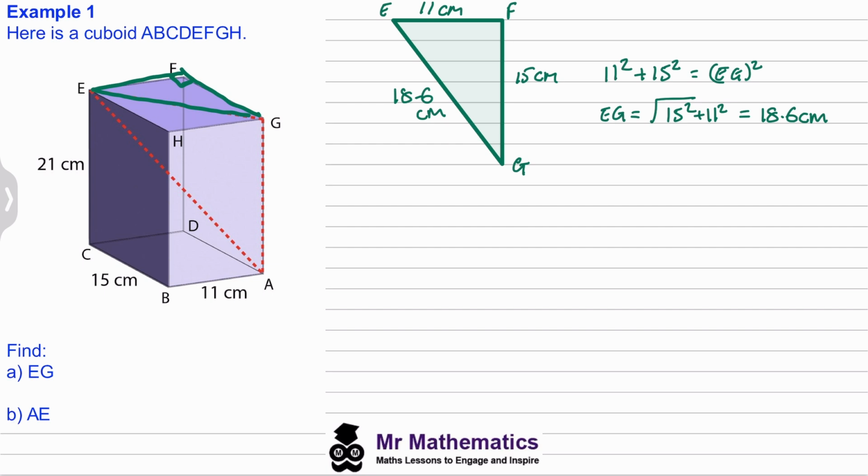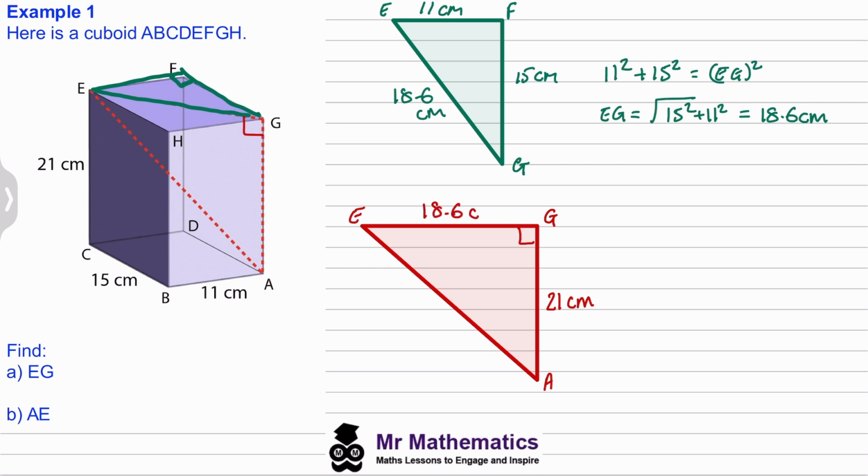Then for part B, to work out AE, we need another right-angled triangle, which you can see is given in this red dashed line. And the right angle is at G. So if we sketch out this triangle, we've got G as our right angle. We know GA, the height, will be the same as EC, and this will be 21 centimeters. And this horizontal length, GE, we've just worked out as the hypotenuse of our green triangle. So we can label this as 18.6.